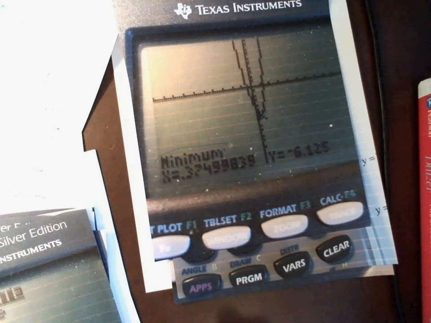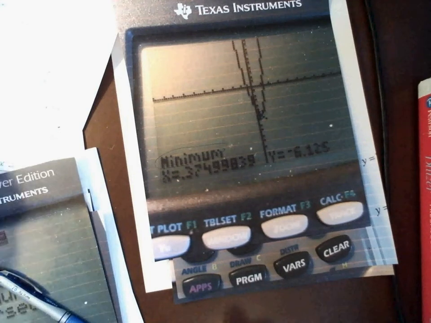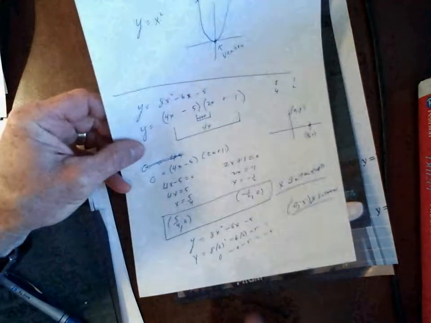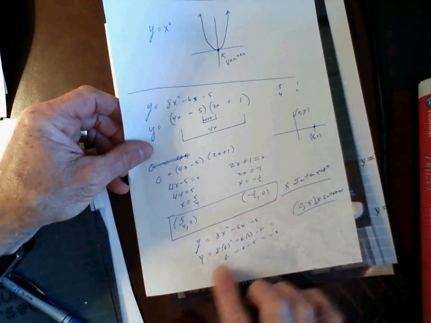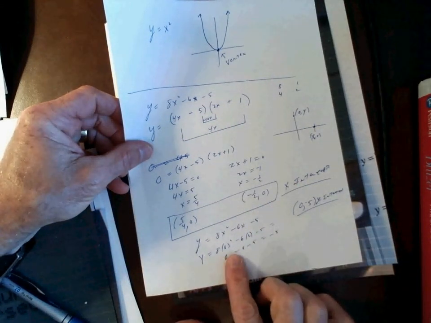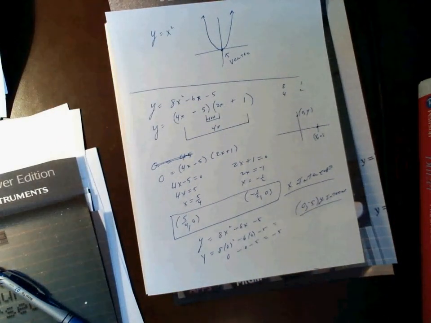So that's graphing a parabolic equation and finding the x and y intercepts: the x-intercepts by factoring, and the y-intercept by plugging in a 0 for x. And after we factored, we set each one of the factors equal to 0, and that will give us our x-intercepts. And then we plug in 0 for x, and that will give me my y-intercept.